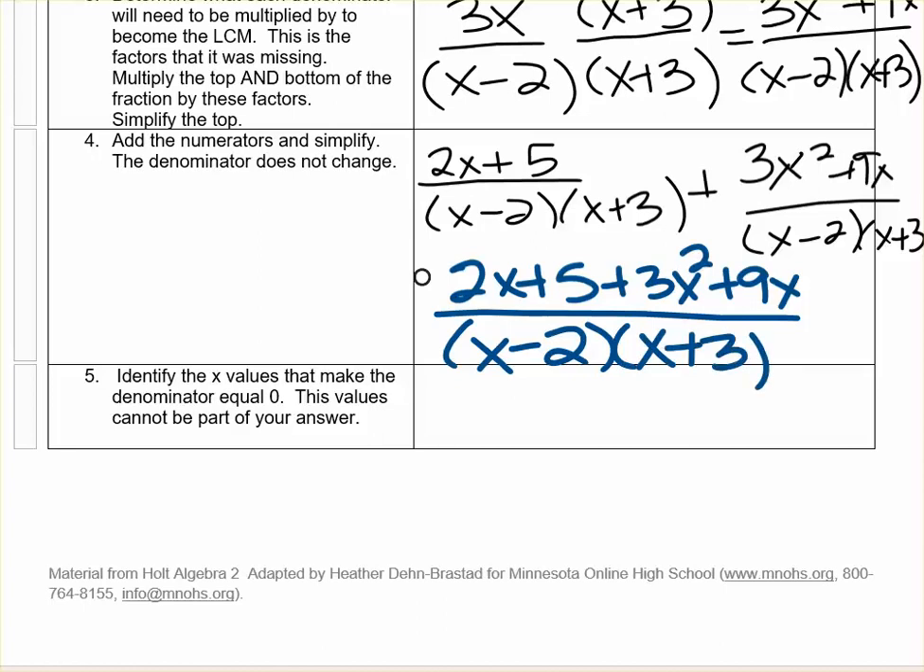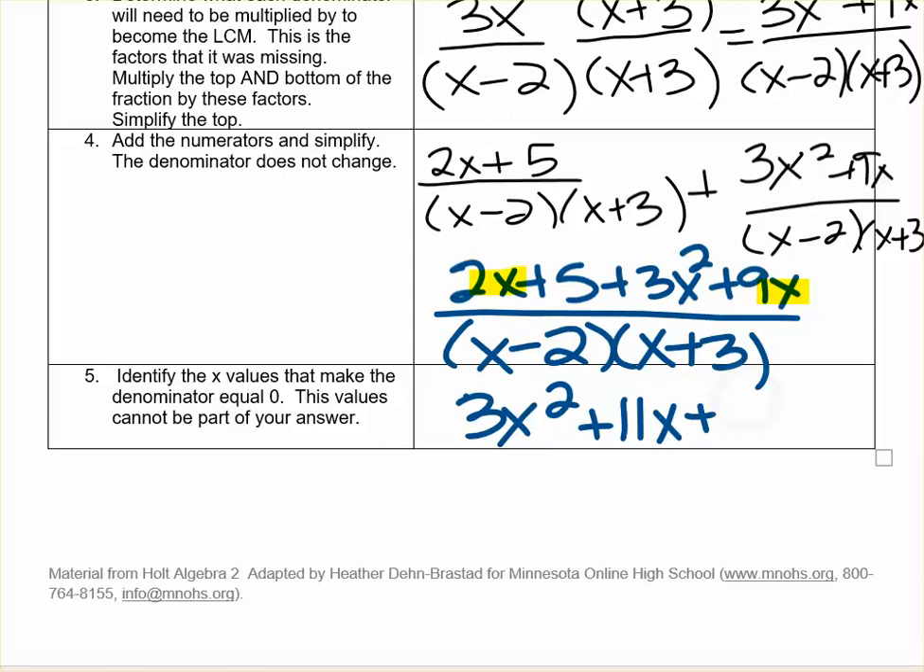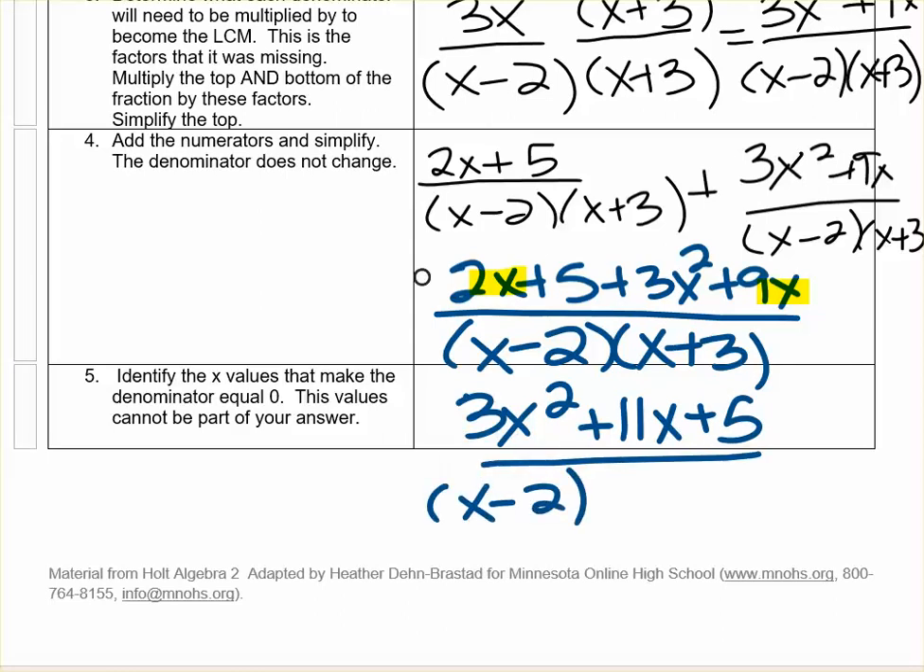We're going to simplify down the top by looking for like terms. So 2x can be combined with a 9x, and I'm also going to write this in standard form, so my biggest exponent first. So 3x squared plus, combining my x's, 11x plus 5 all over x minus 2, x plus 3.